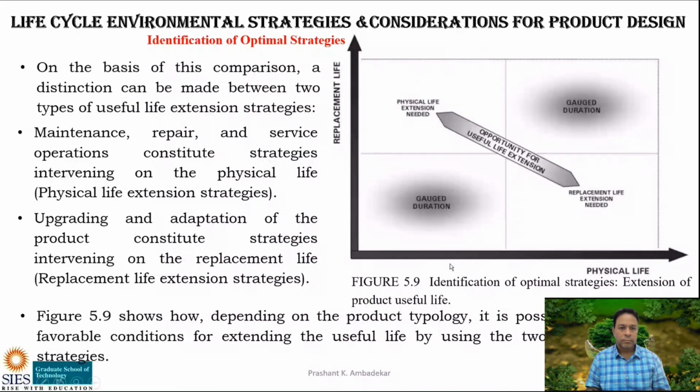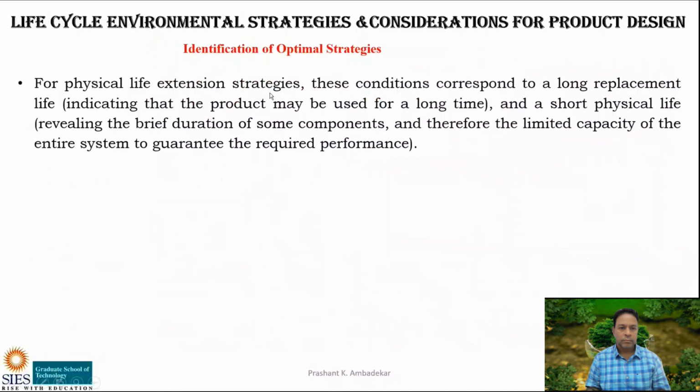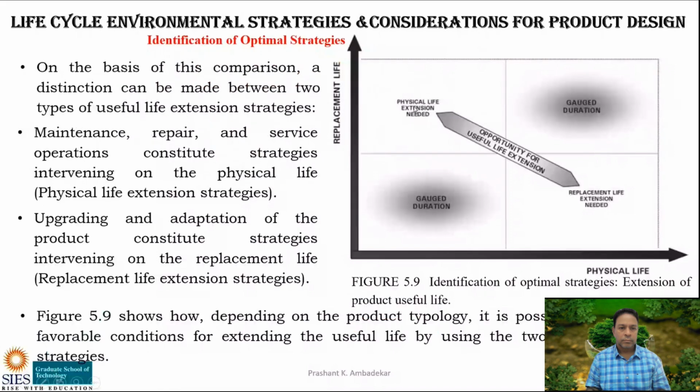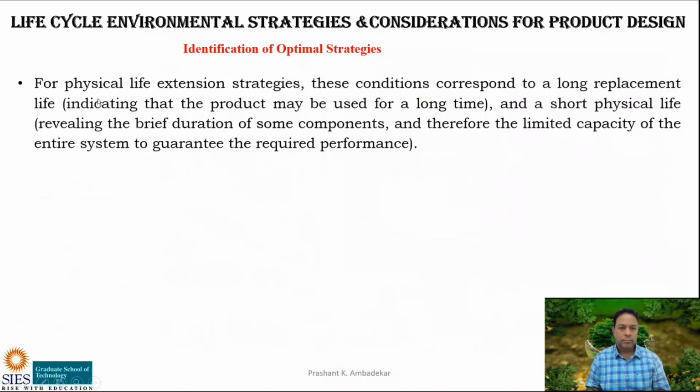So the same thing is again explained here for physical life extension strategies. If physical life extension is needed here, how much is the physical life here? If I start this as 0 and the physical life is increasing on the right hand side, this is 0, it is increasing. So it is a short physical life and it needs some extension in the physical life. The physical life should be this much because the replacement life is high. So for the physical life extension strategies, this condition corresponds to the long replacement life.